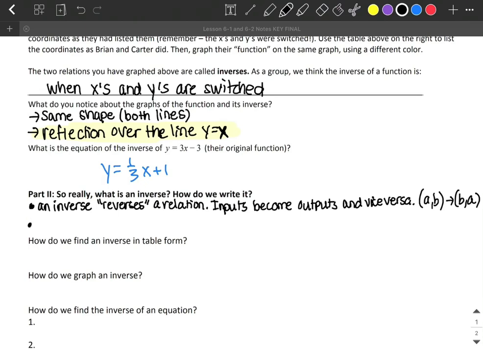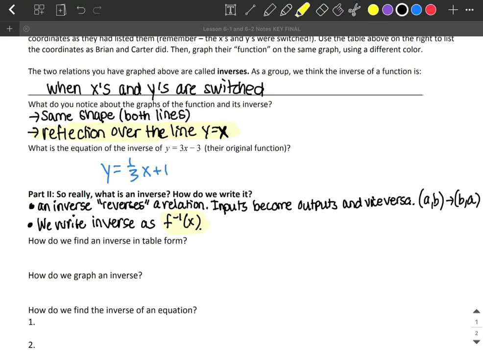The way we write an inverse, it looks like f to the negative first power of x, but the way you actually say it is the inverse of f of x. That's how you write it. That's super important too, so I'm going to highlight it.